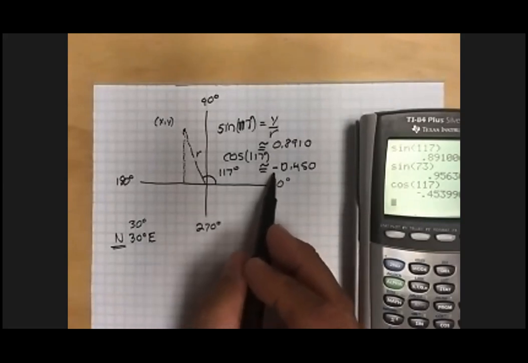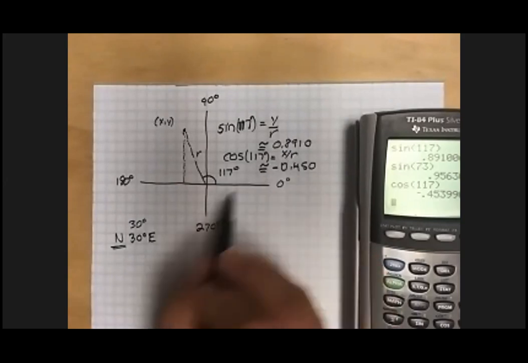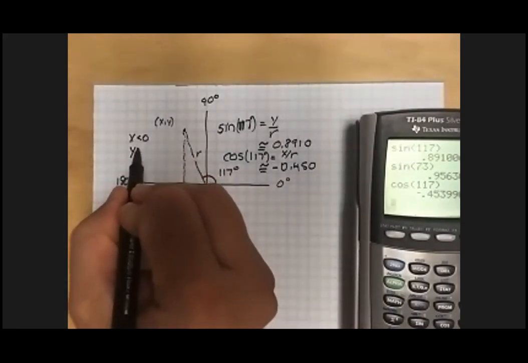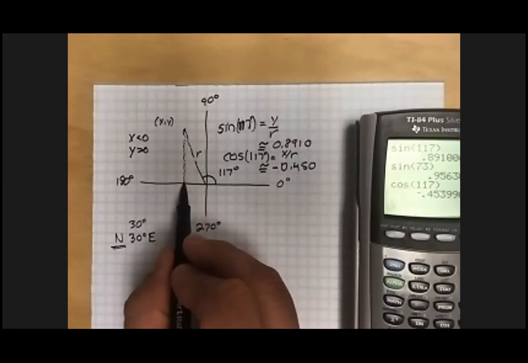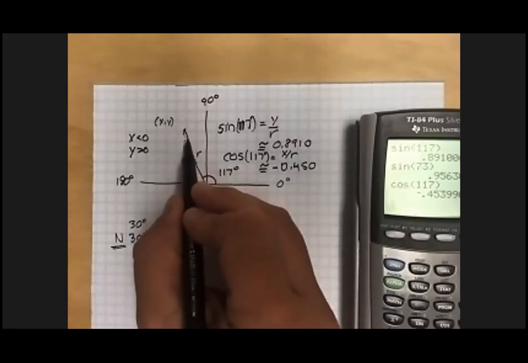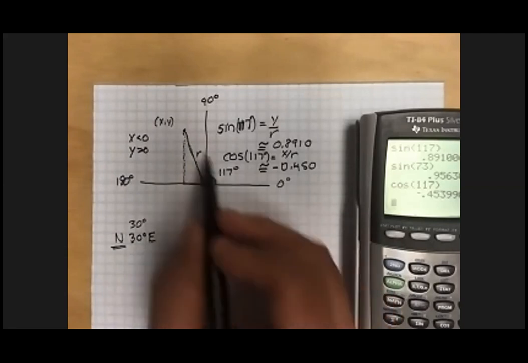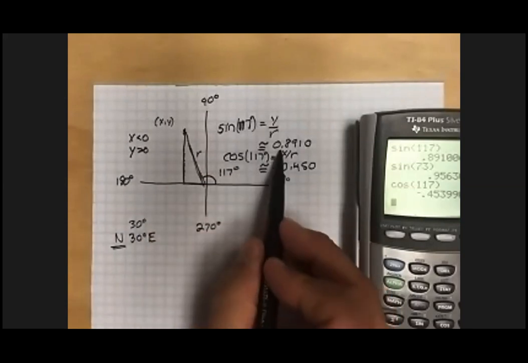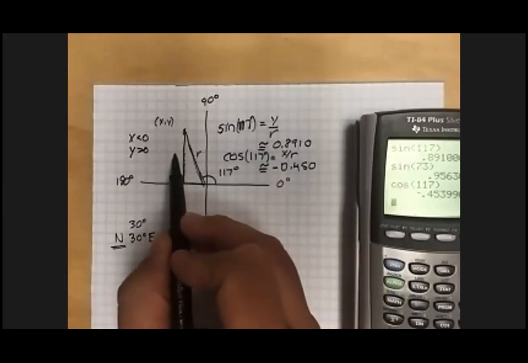Now the negative comes from the fact that cosine is x over r, and in the second quadrant, the x values are negative and the y values are positive. The ratio of this length to this r is 0.450. It's a little bit less than half, whereas the ratio of this height to this r is almost 0.9, almost 9/10, almost fully the same height.